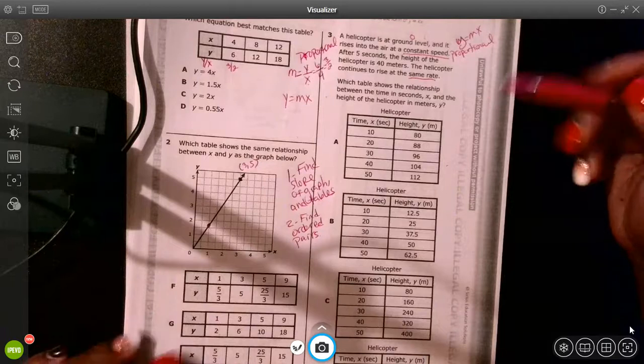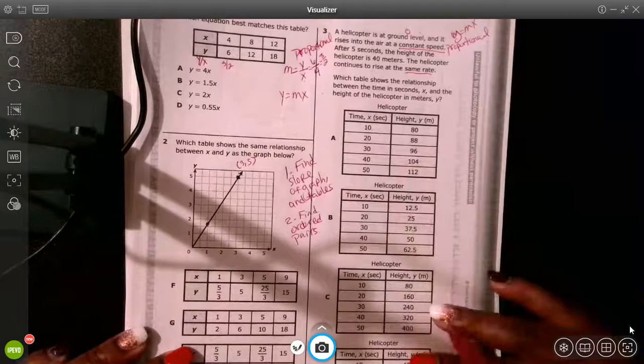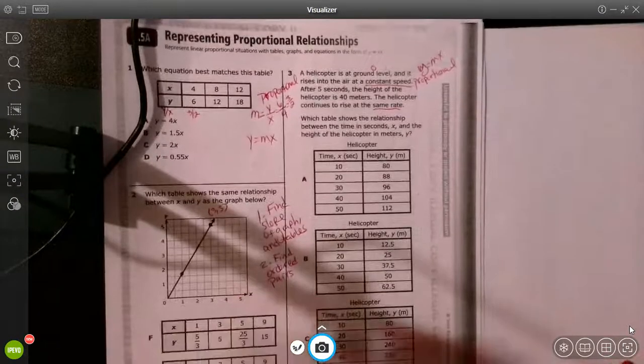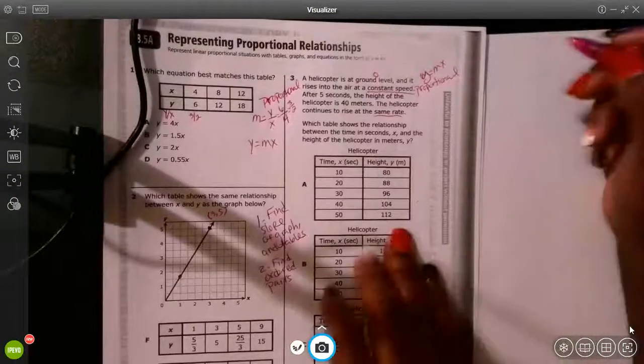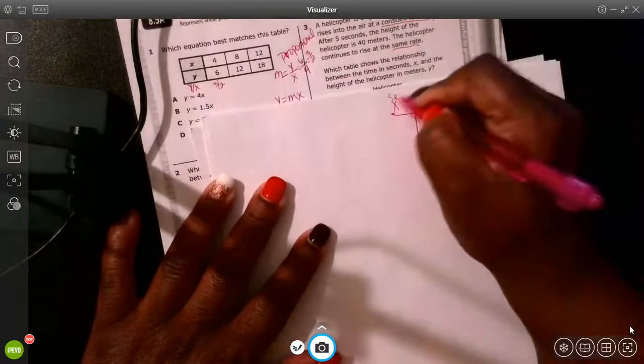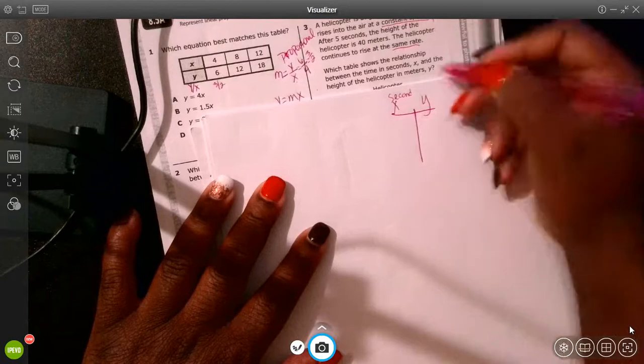Well, what I would do is make my own table, because they give us table options. So a table is probably going to be the best way to solve this type of problem. So when I make my table, I have to think about that X is seconds. I'll bring it up here. Seconds. And Y is meters.